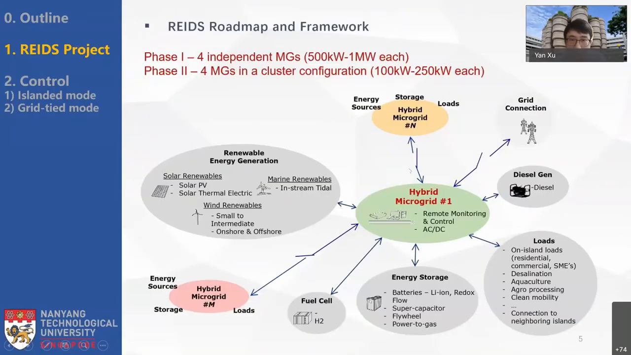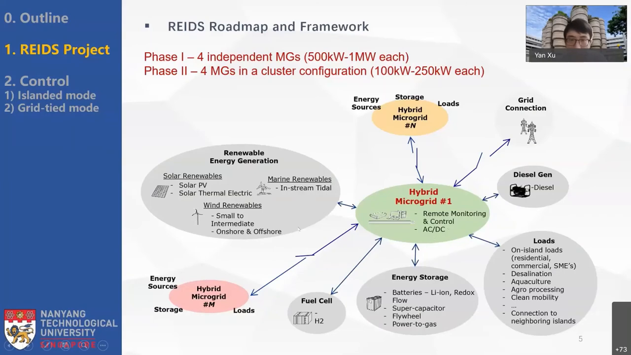So this is a general framework of this REIDS project. We have two phases. For the first one, we are developing four independent microgrids, each of 500 kilowatt to 1 megawatt. And second phase, we have another four microgrids in a cluster configuration. The capacity is relatively smaller, ranging from 100 kilowatt to 150 kilowatt. So what we are building now is a so-called hybrid network microgrid system. So in total, we have 8 sub-microgrids.